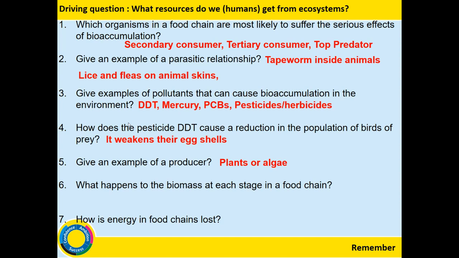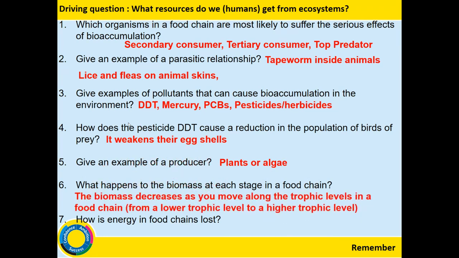Okay, what happens to the biomass at each stage in the food chain? This was a starter question in the last video from me as well. I'm repeating it again because it's one of the things you need to remember. The biomass decreases as you move from a lower trophic level to a higher trophic level.